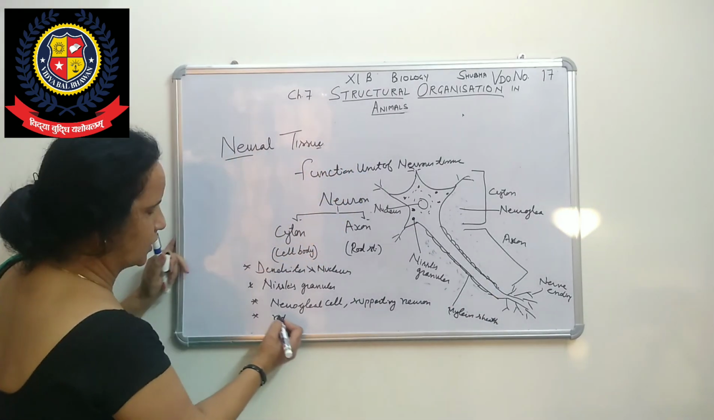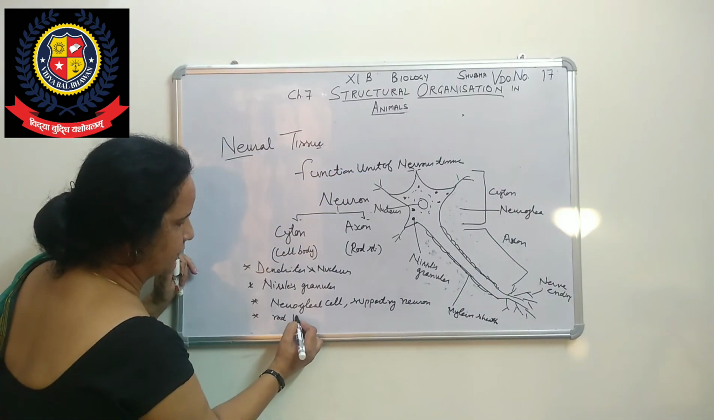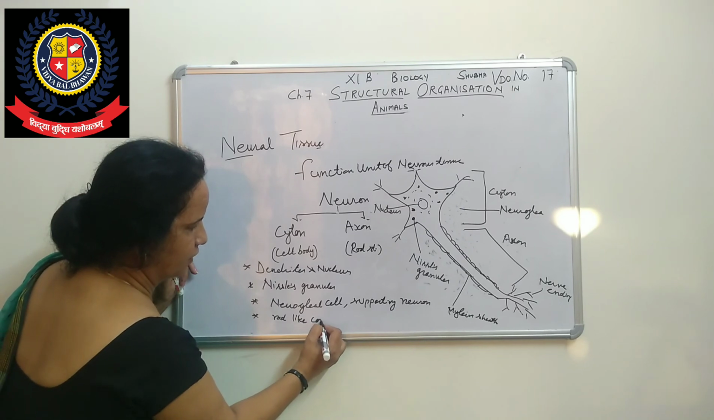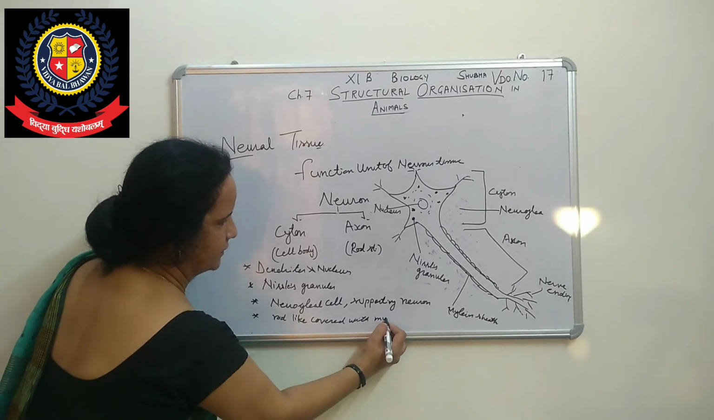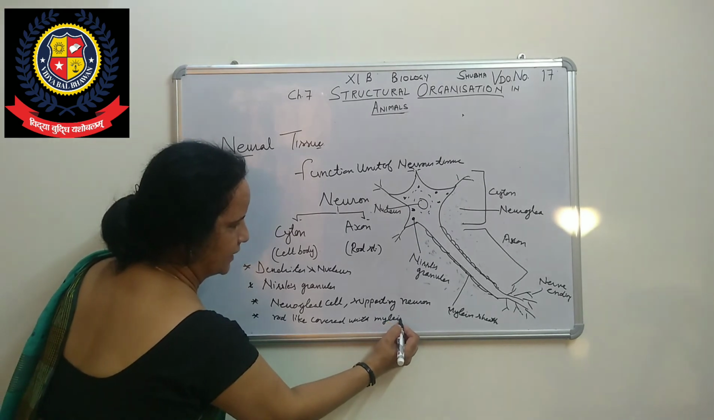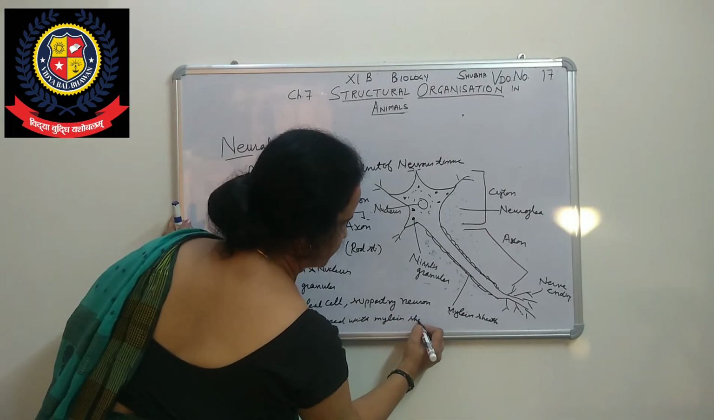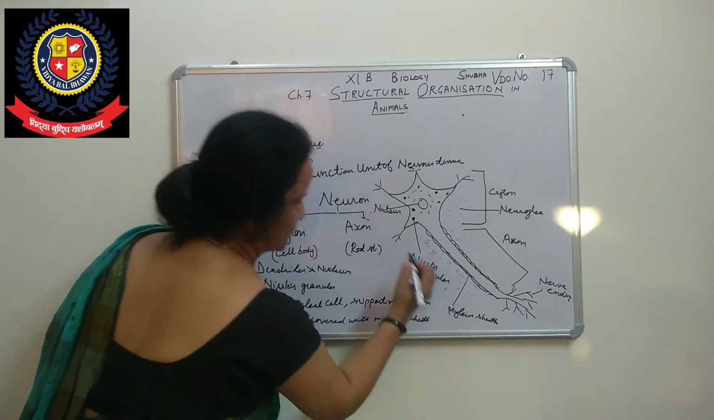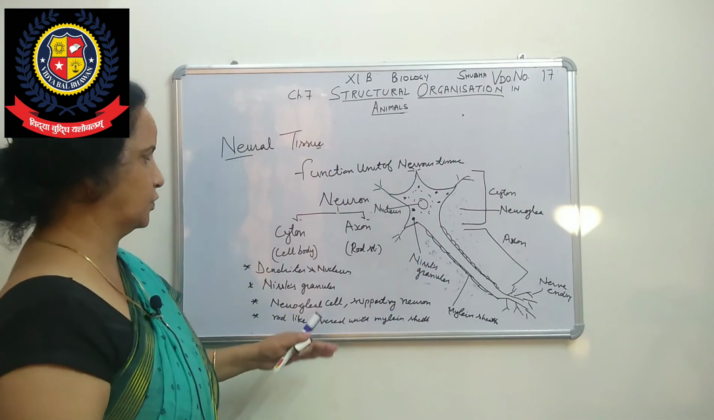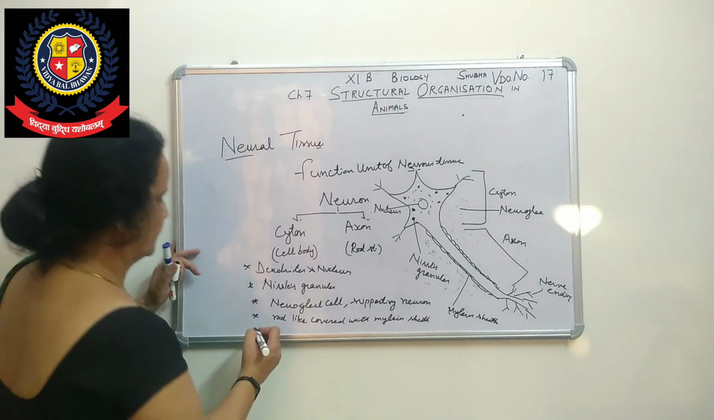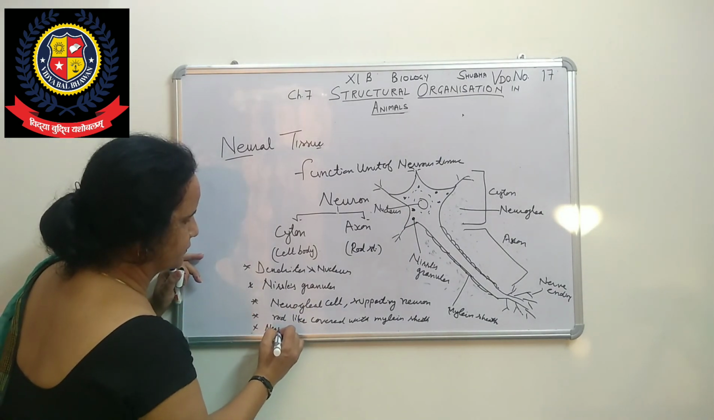So here is the rod-like structure covered with myelin, the myelin sheath. We will study the function of the myelin sheath in human physiology. And they also have nerve endings.